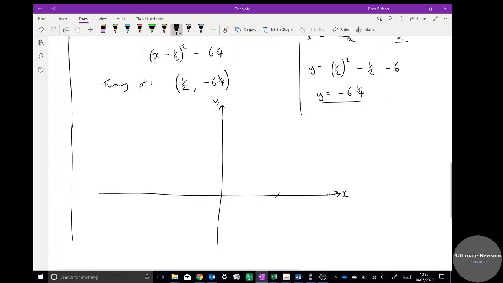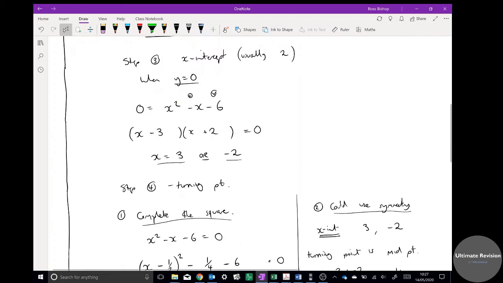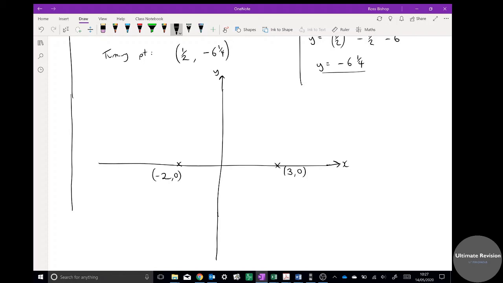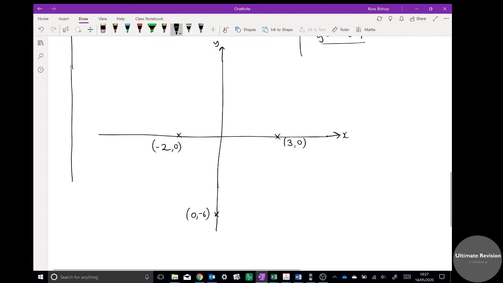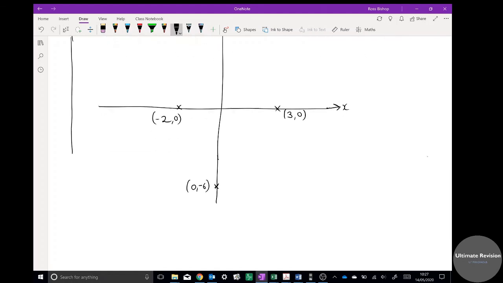So all I'm going to do is here, I'm just going to put 3. I'm going to put minus 2. I'm going to actually put the coordinates in, just to be complete. The y-intercept, if I go back up and check, that was minus 6. I'm then going to put 0, minus 6. It's going to cross through that point. And then I'm also going to put the turning point, which is a half negative. The half is going to be about there.